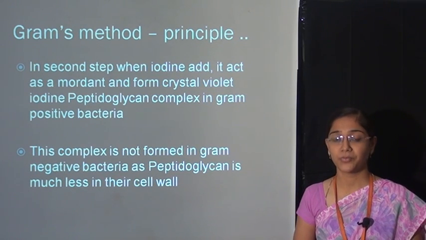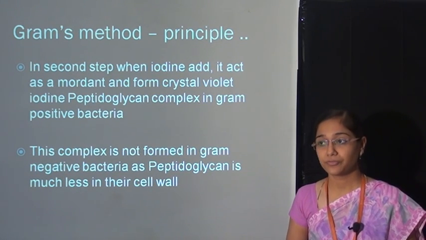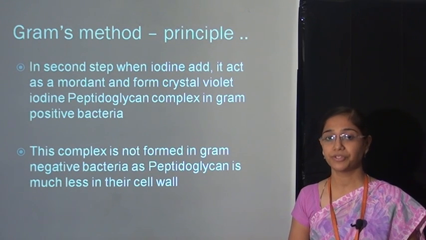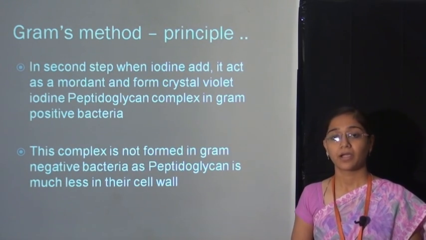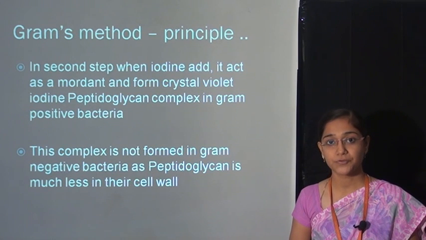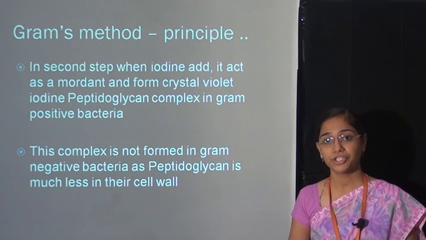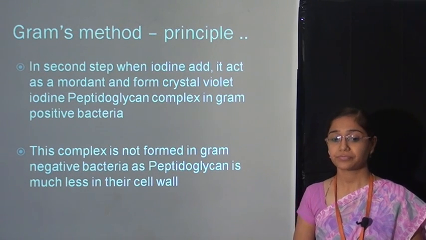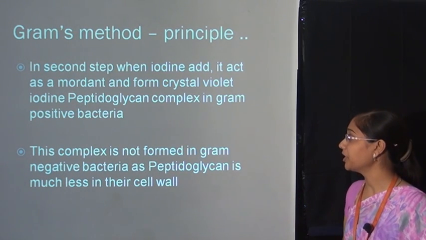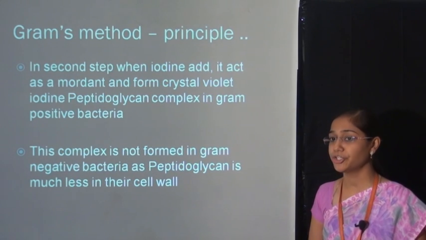It acts as a mordant. What is the work of the mordant? What is the role of the mordant in Gram staining? A mordant is a substance which increases the affinity of the primary stain. It acts as a mordant and forms the crystal violet iodine complex.